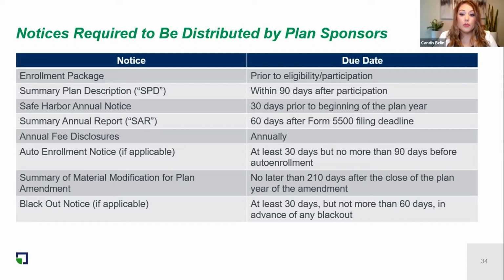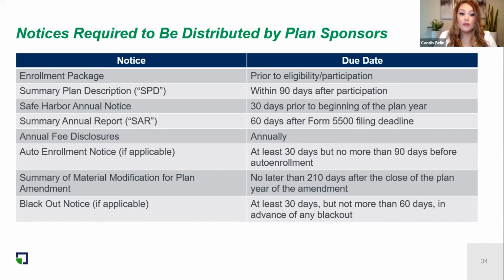The summary annual report. Now, this is what we provide after we're done with the annual report for the year, along with the 5500. It's due to be distributed to participants 60 days after the Form 5500 filing deadline. Annual fee disclosures, you'll often get these from your record keepers. They're due annually on a certain schedule, usually around this time of year. Auto enrollment notices, if you have auto enrollment in your plan, are due at least 30 days, but no more than 90 days before auto enrollment.